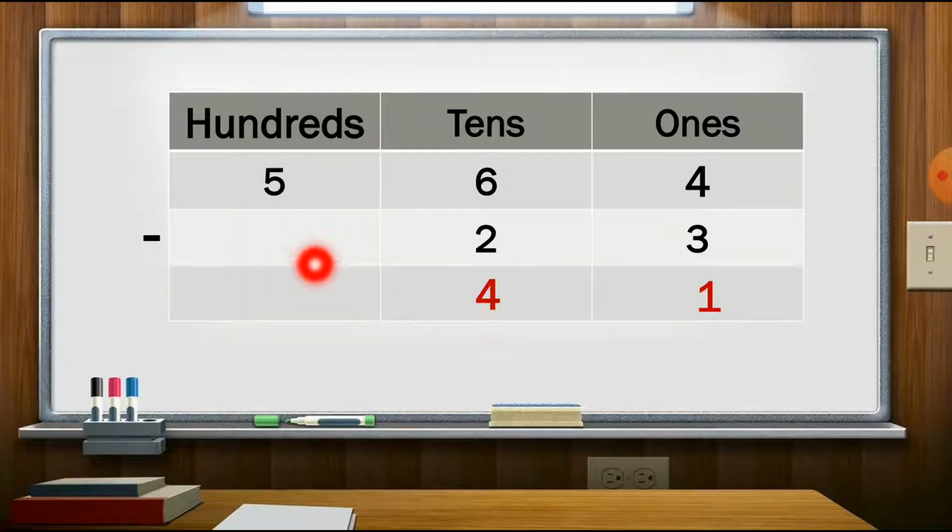Now let's move to the hundreds column. Here is just one number, 5. There is no other number under the 5, so we just write down 5 as it is, because there is nothing to subtract from 5. So our answer is 541. I repeat this, 541. This way we can solve the bigger number subtraction.